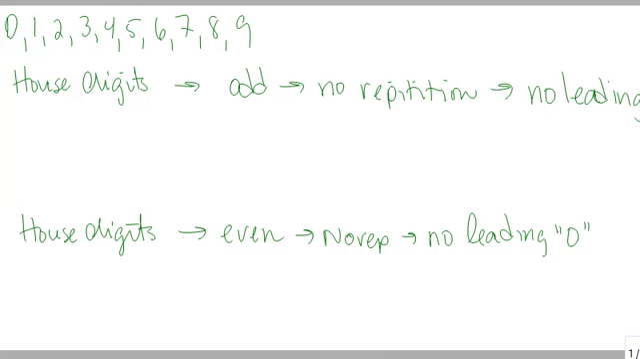Let's look at how to do house digits based on a set of numbers, and there's a couple of conditions that we're going to look at. The first set of house digits we're going to do is they're going to be odd, and there is going to be no repetition, so you can't use a number twice, and there's no leading zero. So you can't have a house number that looks like that, for example. And we are going to do a 3-digit house number.